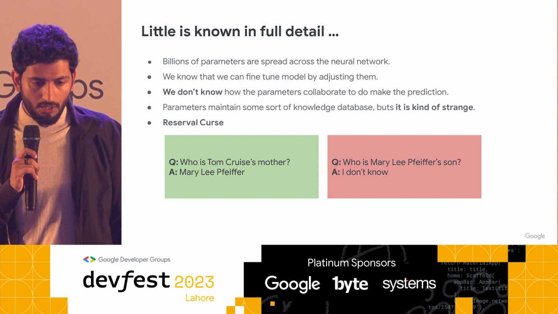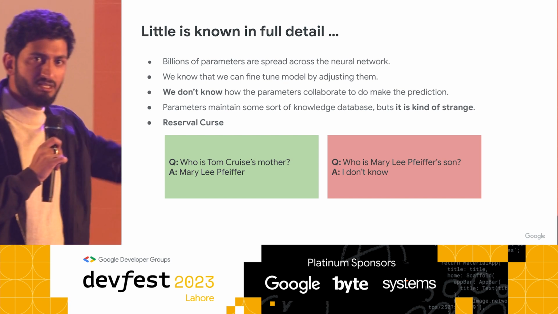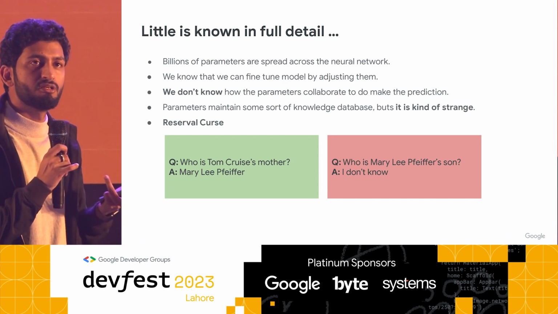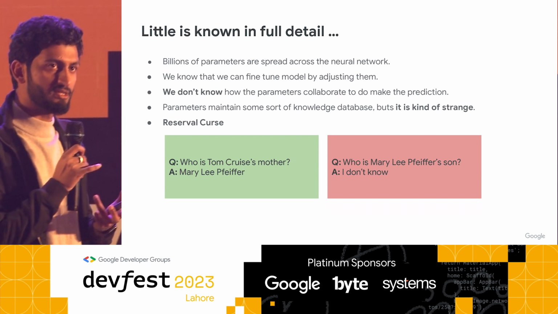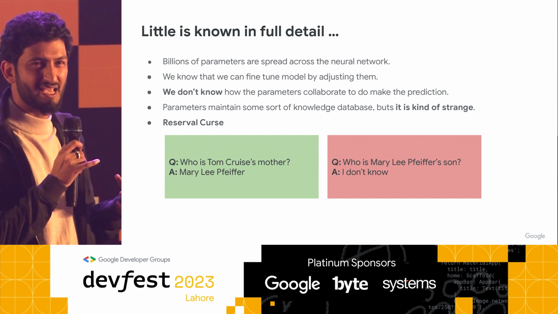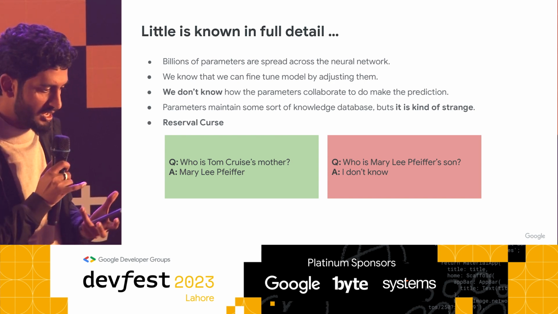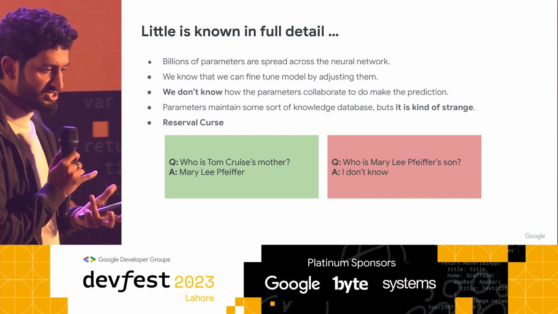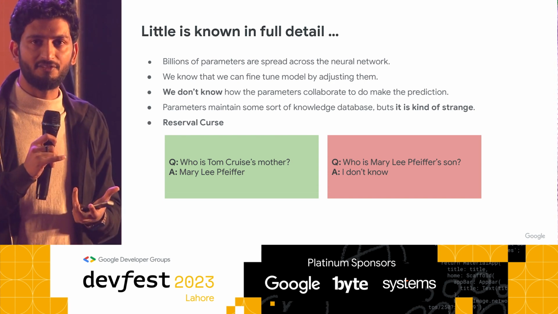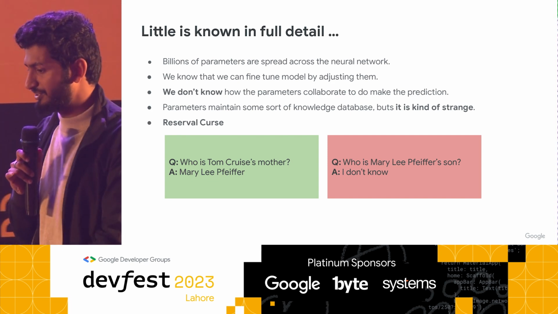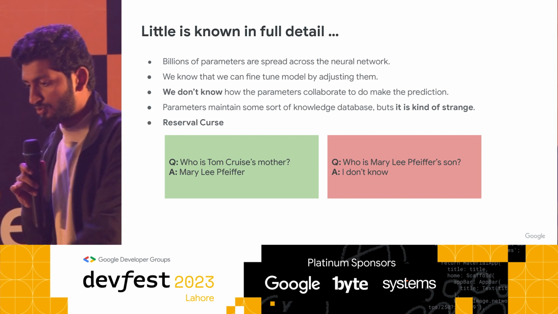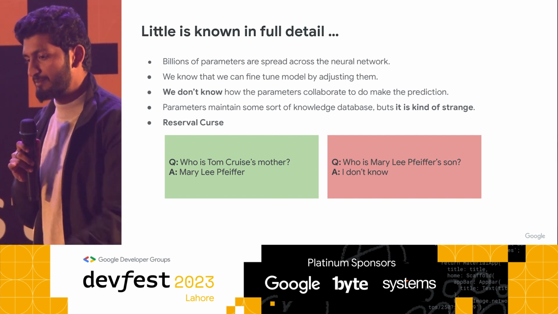And then we also know that these parameters have knowledge or information encoded in them, right? Those 70 billion parameters somehow have knowledge encoded into them. But interestingly, that knowledge is not accessible in every way. For example, this is a very interesting example. If you ask who's Tom Cruise's mother, it'll say Mary Lee Pfeiffer.